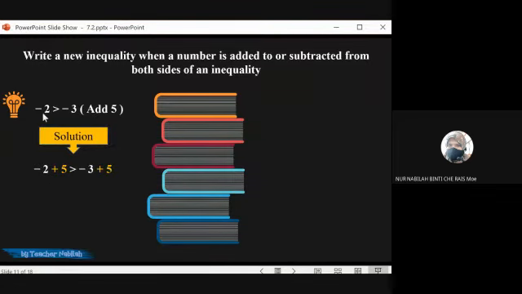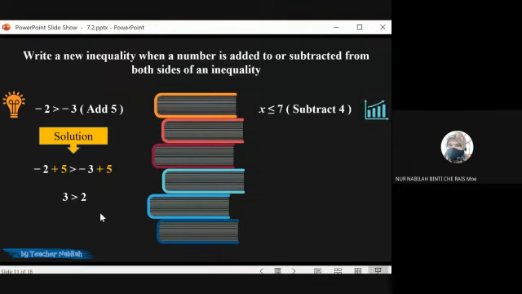So this is the solution. Negative 2, you plus 5 on the left side. The symbol, more than, stays the same. Negative 3, you also plus 5. So you solve one by one. Negative 2 plus 5 equals 3, and more than, negative 3 plus 5 equals 2. So this is the solution.